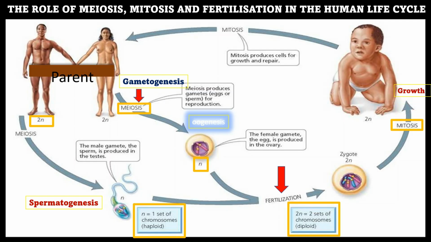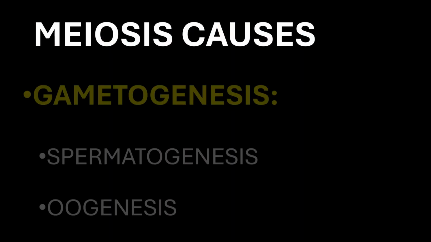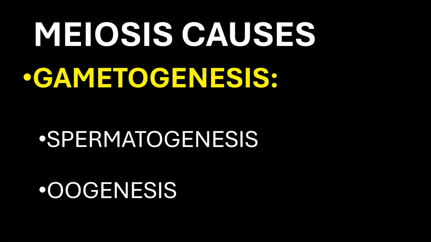Mitosis brings about growth, and this carries on throughout the life of the organism until it reaches sexual maturity. Hence, we can say meiosis causes gametogenesis, and there are two types of gametogenesis. The one in males is called spermatogenesis, and the one in females is what we call oogenesis. It leads to the formation of an ovum.